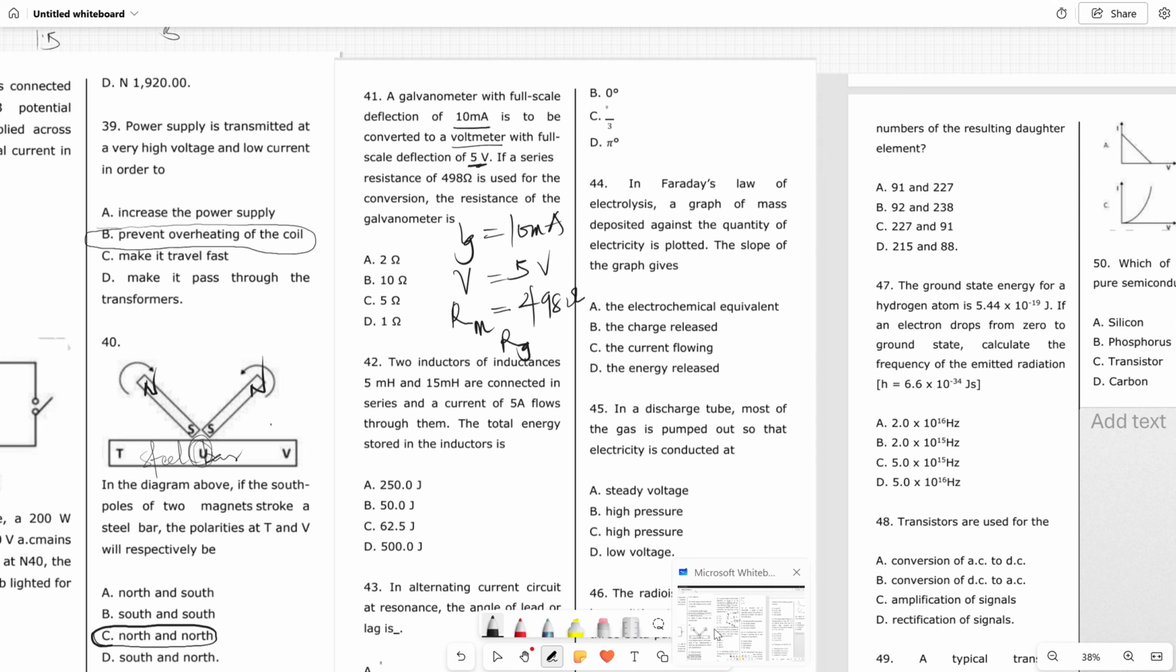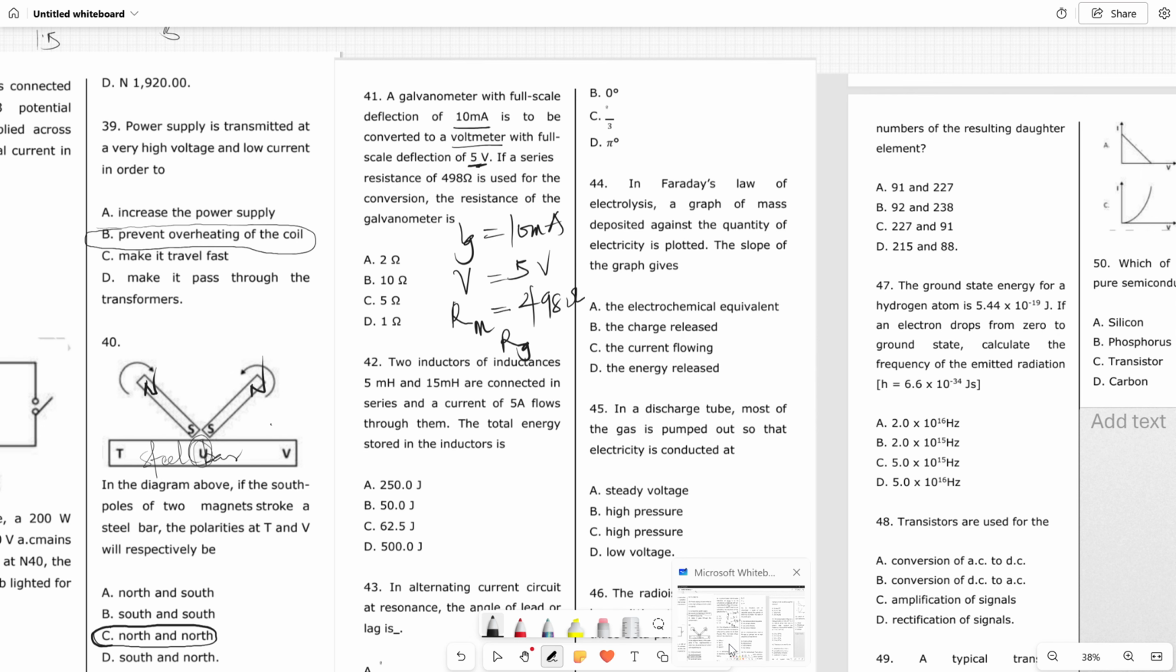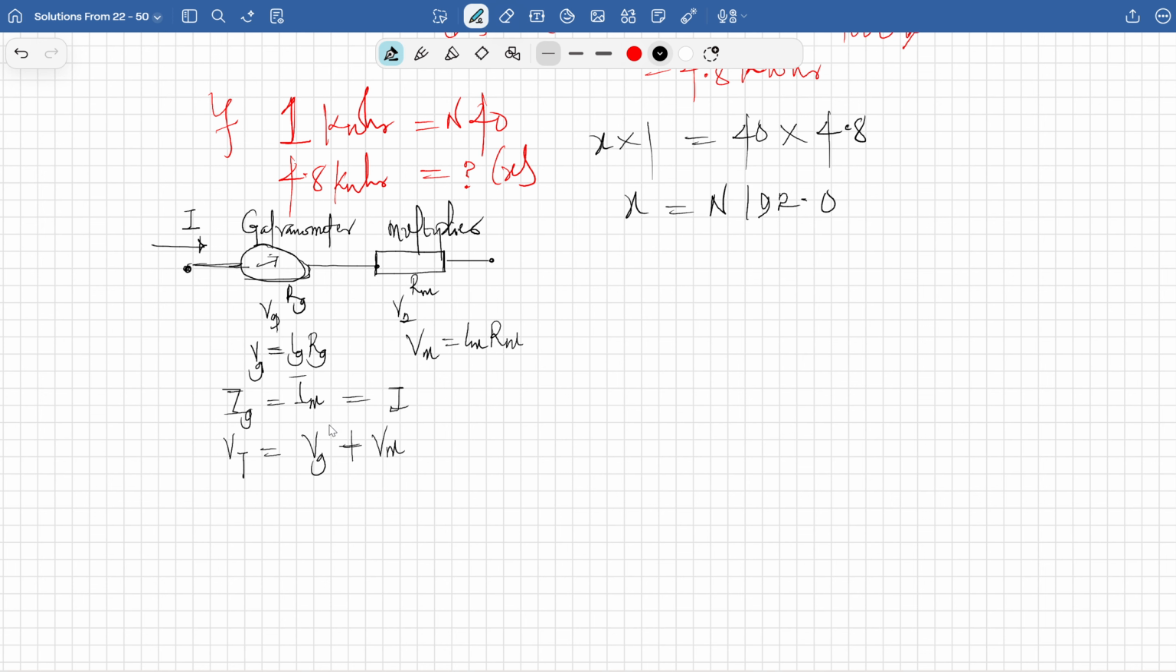Okay, to be converted to a voltmeter with a full scale deflection of 5 volts. Okay, we are rather given what the voltmeter is to be measured. So that means that please know that V total must be equal to the voltage of the galvanometer VG plus the voltage of the multiplier. So when it says to convert to a voltmeter with a voltage of 5 volts, that is what we want to measure at the end of the day. So that's why I'm saying V total there.